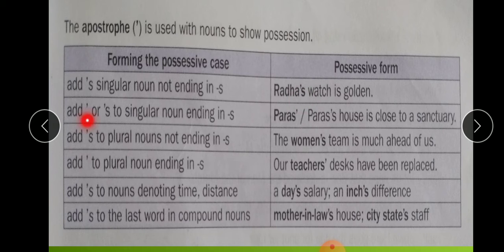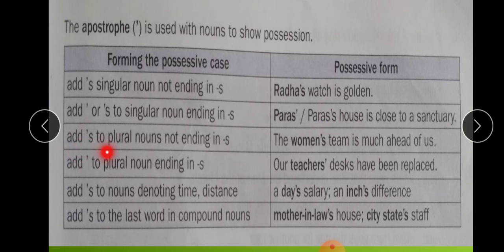Next is add apostrophe or apostrophe s to singular nouns ending in s. Here, Paras' house is close to a sanctuary. In this, Paras is a singular noun and it ends with s. We can write only an apostrophe, or we can also write apostrophe and s to show the possession.